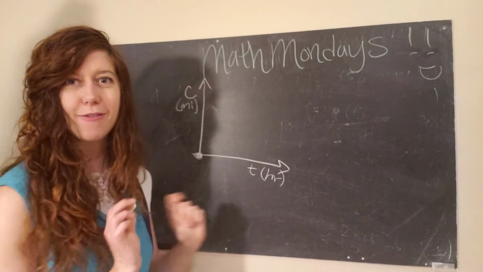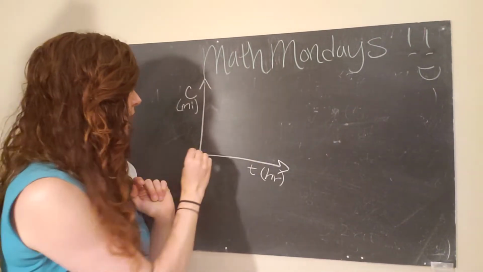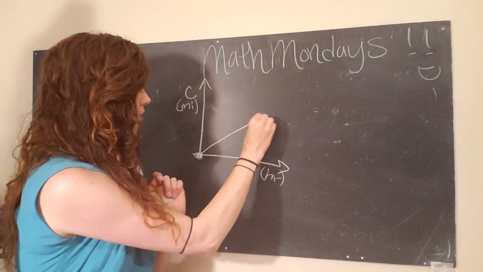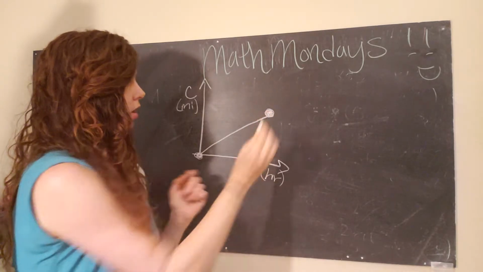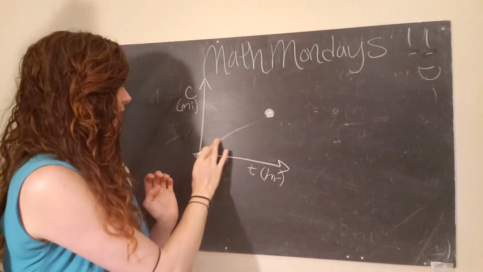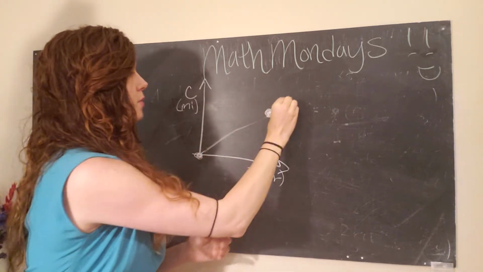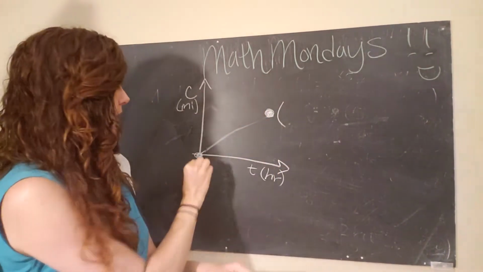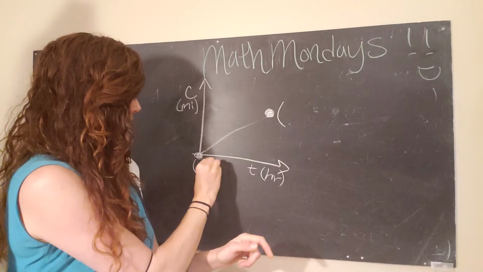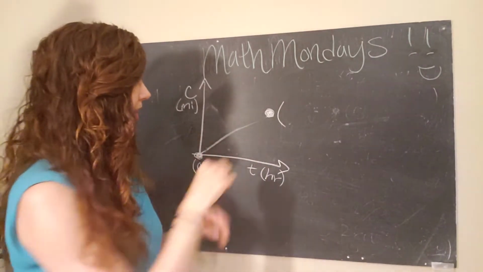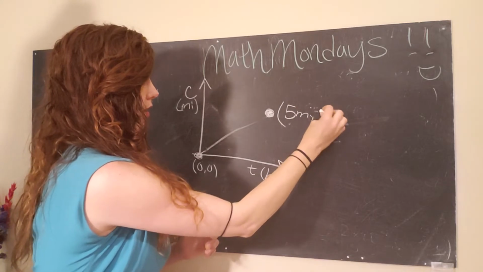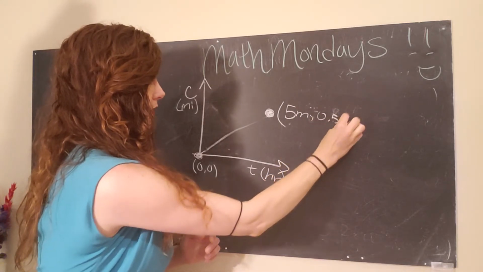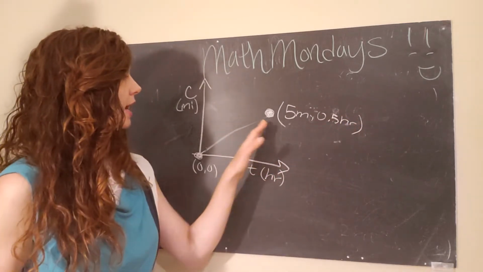Okay, so now that we have our plot mapped out, we can actually draw what happened. Well, okay, I guess I should erase that first. So I know that this is my starting point, 0, 0. That's my house. All right. And then I end at 5 miles, 0.5 hours.